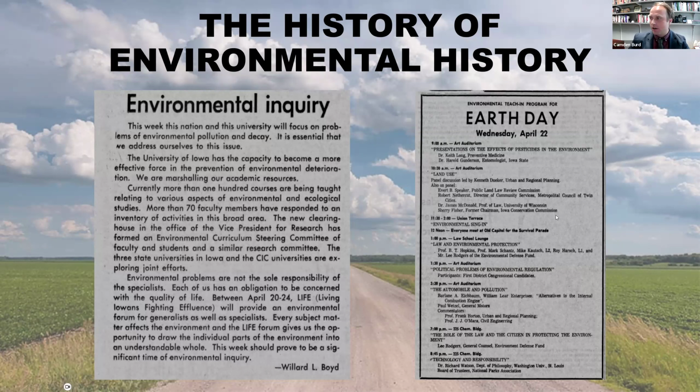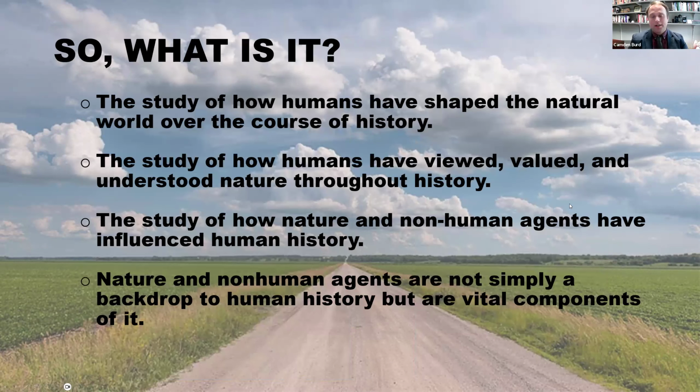So what is environmental history? I'm going to lay out four key points that we will talk about here. It is the study of how humans have shaped the natural world over the course of history. Very much how have humans actually shaped, changed, altered natural ecosystems over time. It is also a question of cultural value. That is to say, it is the study of how humans have viewed, valued, and understood nature throughout history. So we're going to study both the physical changes, but also grapple with how humans understood nature. This is history of science, history of cultural values as well.